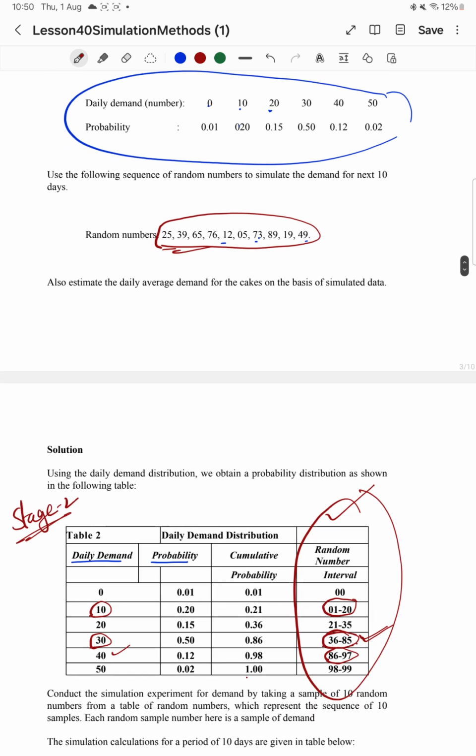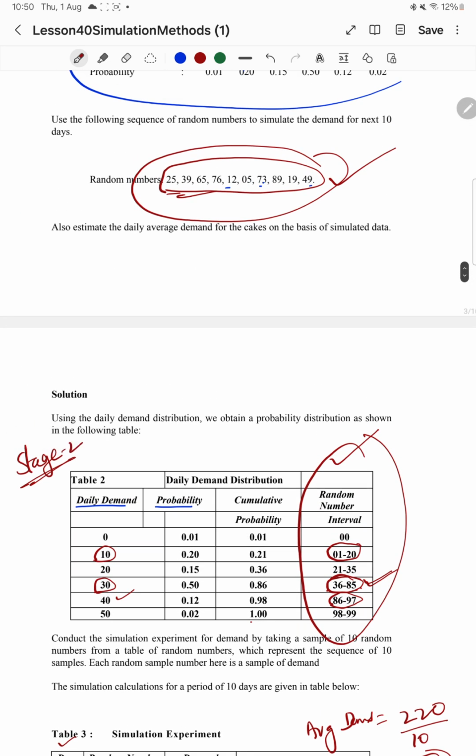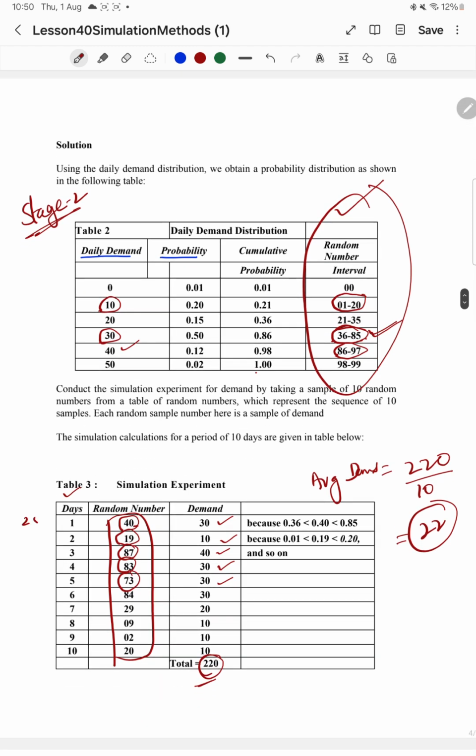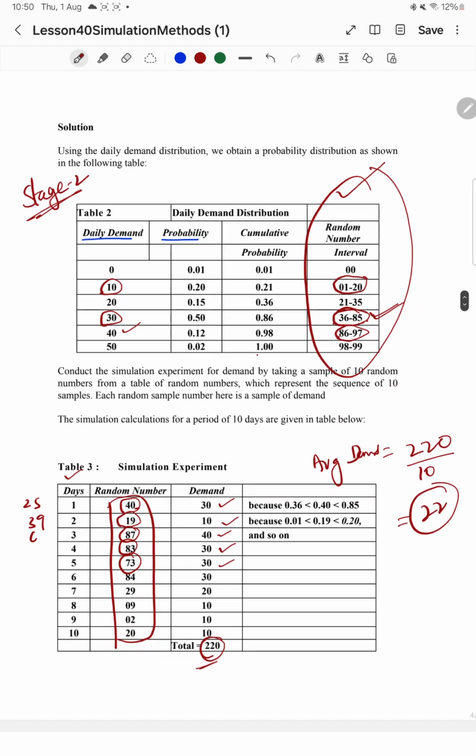The only doubt you might have is about random numbers. Remember, the same random numbers may be taken here, or we might take random numbers from the table, or you can randomly choose a certain number of observations. If you don't like these numbers, you can copy the same numbers here, like 25, 39, 65, 76 and so on. Like this you can take random numbers and you can get the demand.